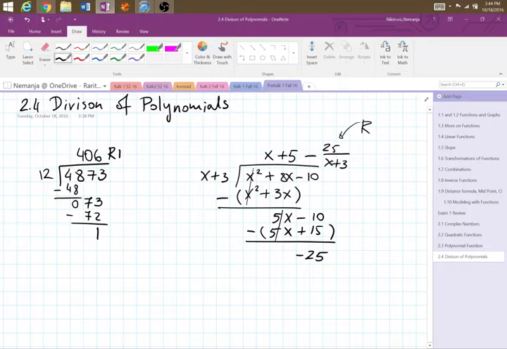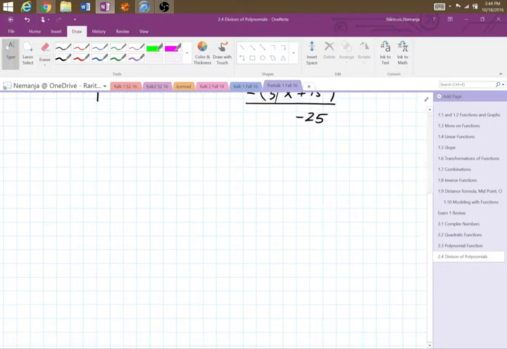So I hope you see the exact parallel between the two. Hopefully you see that this is exactly the same procedure. So now let's take a look at the examples that the book thinks would be good for you to practice.